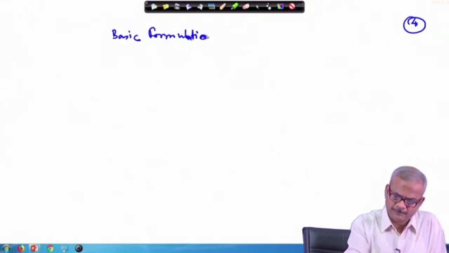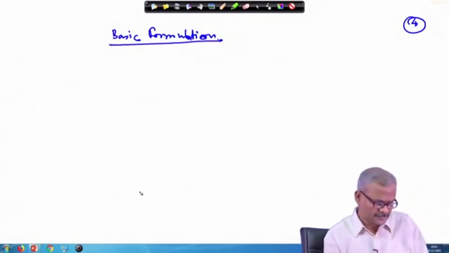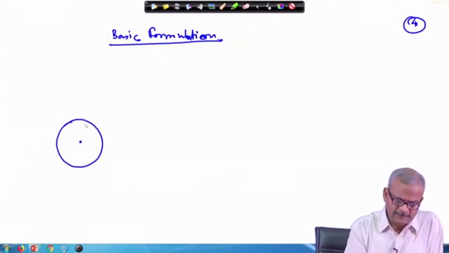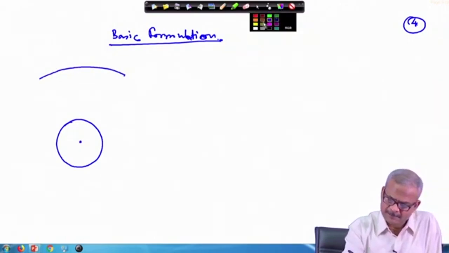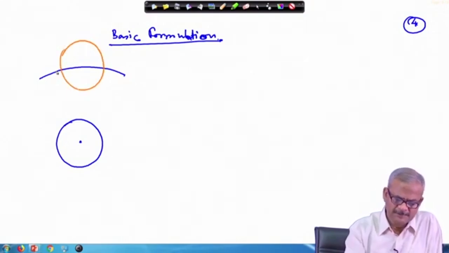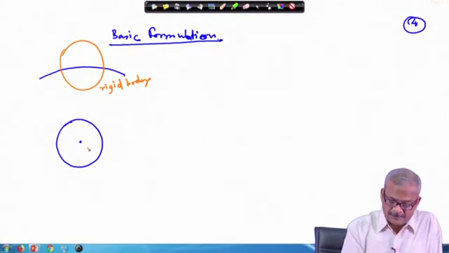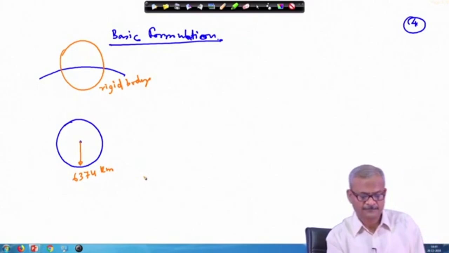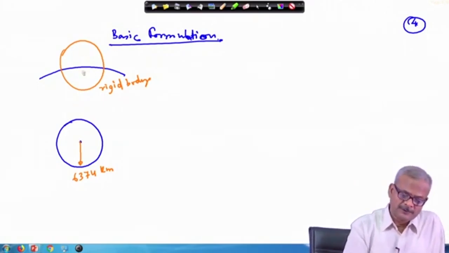Basic formulation for the gravity gradient satellite. If we take this to be the Earth, this is the orbit, and I have a rigid body here. We are discussing with respect to the rigid body. This figure is exaggerated, remember, because the Earth is very large. This radius is around 6374 kilometers, while your satellite may be of a few meters radius. So, do not take it as it is.